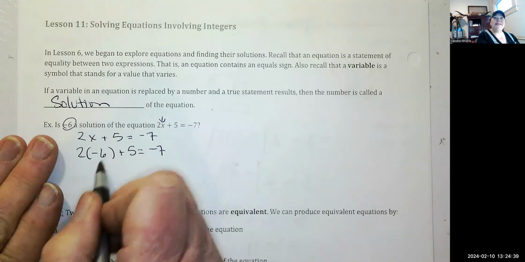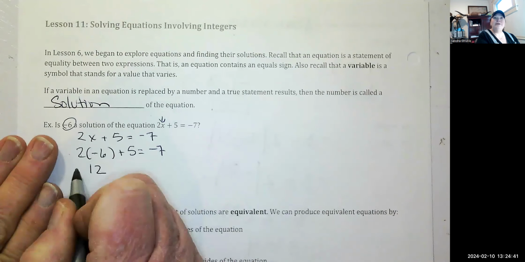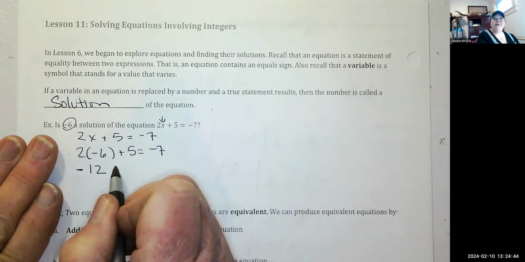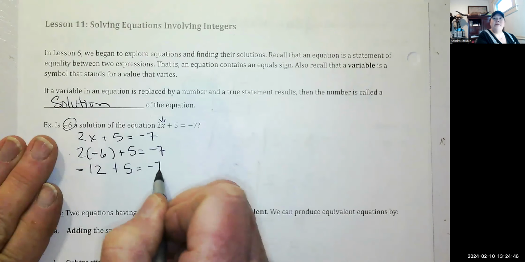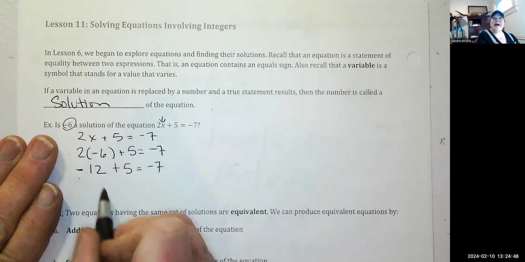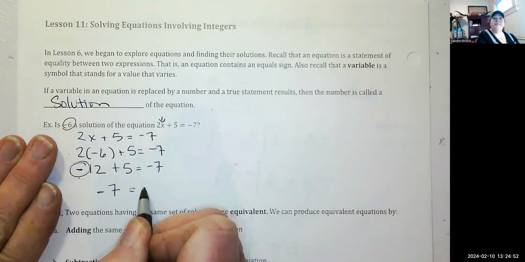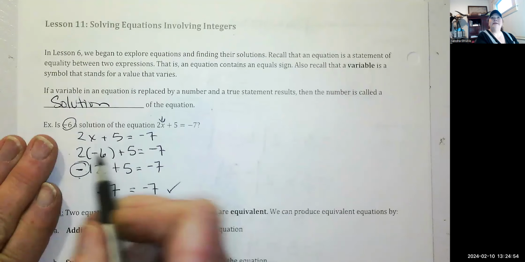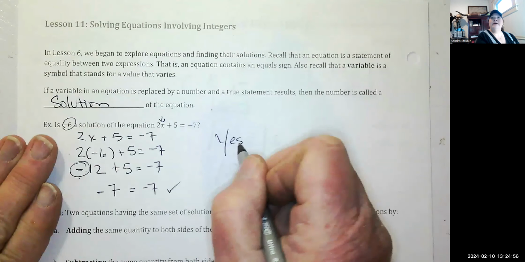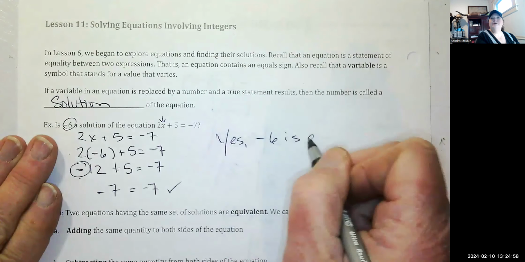So 2 times 6 is 12. The signs are different, so it's negative. I'm going to bring down the positive 5. The signs are different, so we have to subtract and take the sign of the larger number. So it checks out that yes, -6 is a solution.